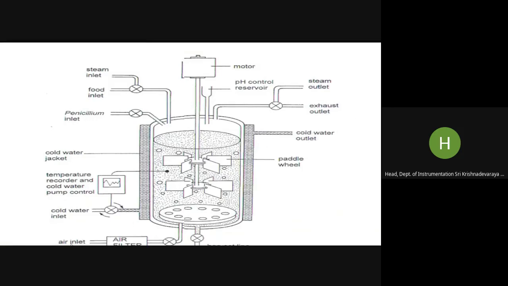Air is purged in because you are stirring, through purging of the air and through the stirrers. You have a motor for stirring. You have a pH controller reservoir on top, a steam outlet, and then an exhaust outlet. And this is a paddle wheel. And finally, this is the harvest. Wherever you take penicillin or anything that you are extracting, this is the harvest part.